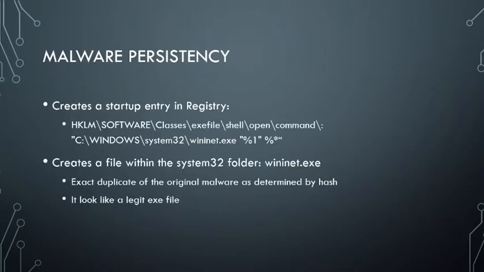So now we'll proceed on to malware persistence. For this malware, we have found out that it creates a new entry in the registry, as you can see, in the command section that calls out wininet.exe. So it creates a file within the system32 folder called wininet.exe.